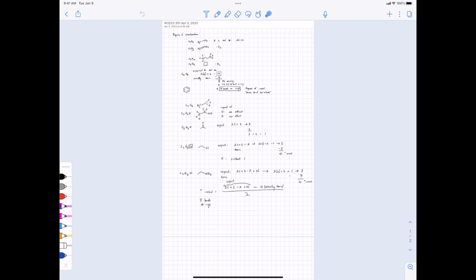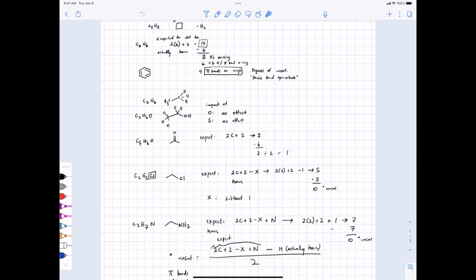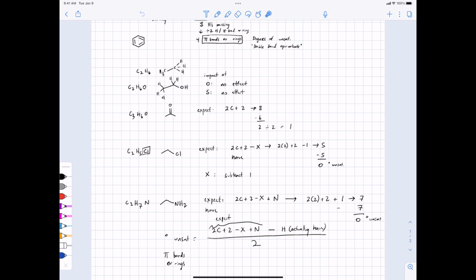Yeah? Will you ever give us a problem where it's like calculating the number of pi bonds versus number of rings? Yeah, it's a good question. Can you tell based on this calculation whether the degree of unsaturation comes from a pi bond or a ring? Not without additional data.